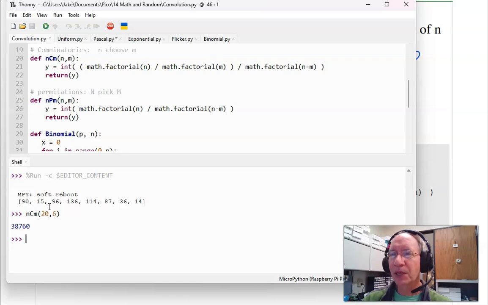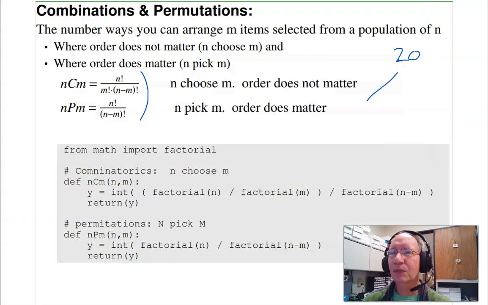That's if order doesn't matter. If order does matter, pm of 20, 6. That is a big number, 27 million something. That's combinations, permutations. Again, fairly useful functions. If you write those, define them, load them to memory, you now have access to permutations.